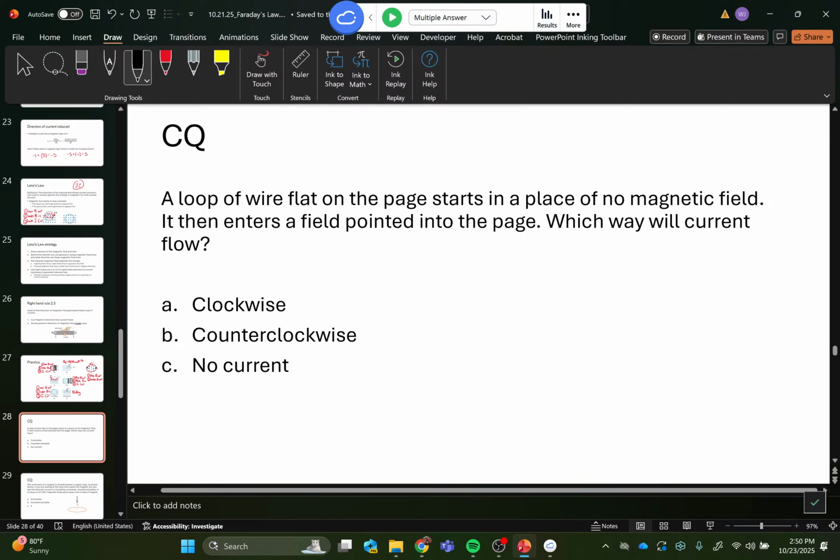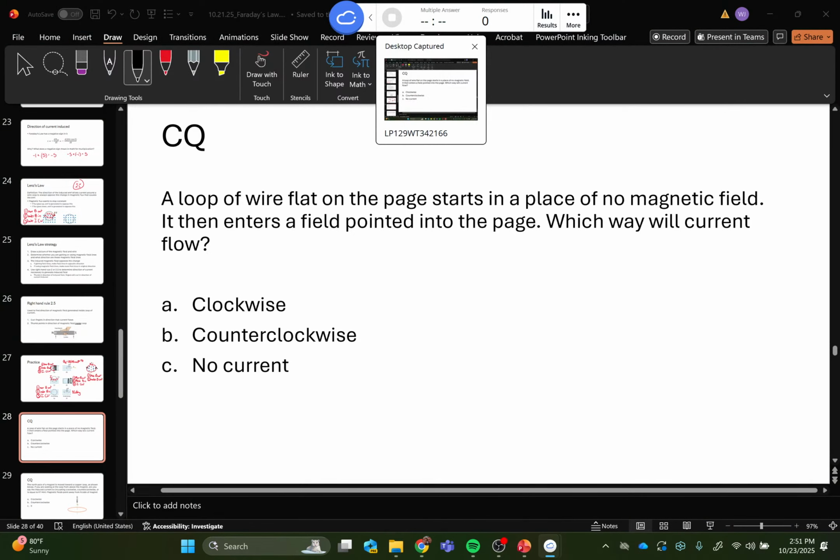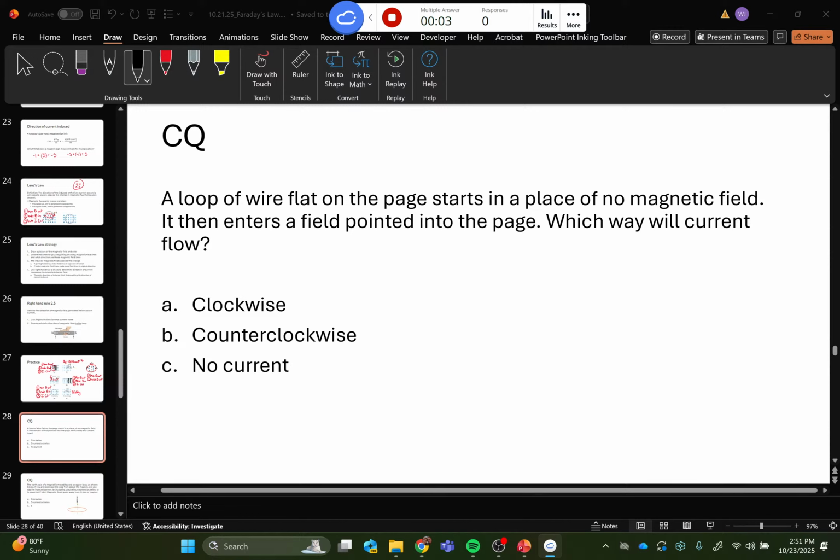A loop of wire flat on the page starts in a magnetic field. It then enters a field pointed into the page. Show the current go. I didn't give a picture to you. Draw one. Make it happen. Flat on the page is what it sounds like. You just draw a circle.